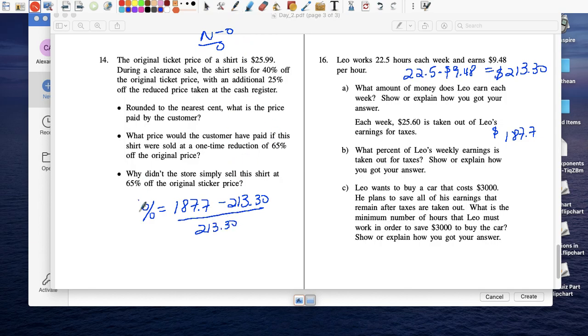So let's figure out what that is going to be. 187.7 minus 213.3, enter, divide that by 213.3, and we get that his taxes come out to, well, 0.12, and then we multiply that by 100, and it becomes 12%.